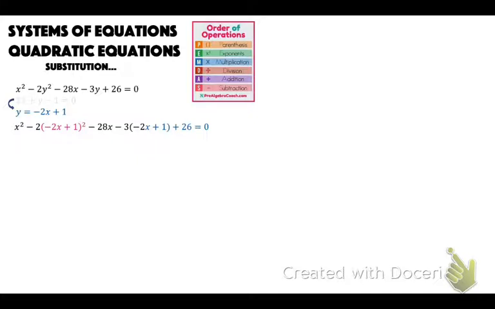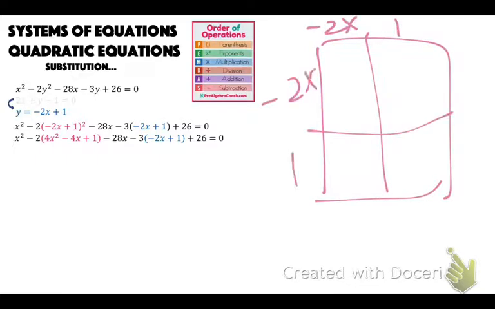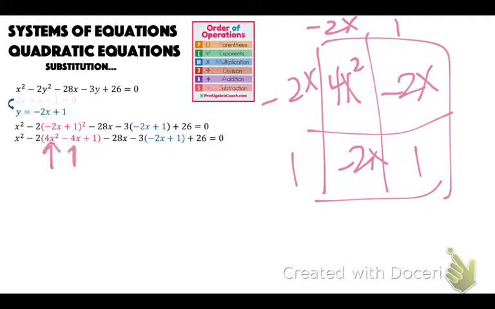So we need to square that -2x plus 1 first. So if we do that over here, we square -2x plus 1, so -2x and 1, -2x, 1. -2x times -2x is 4x squared. -2x times 1 is -2x. Same thing here, and 1 times 1 is 1. So that's where that 4x squared minus 4x plus 1 comes from.